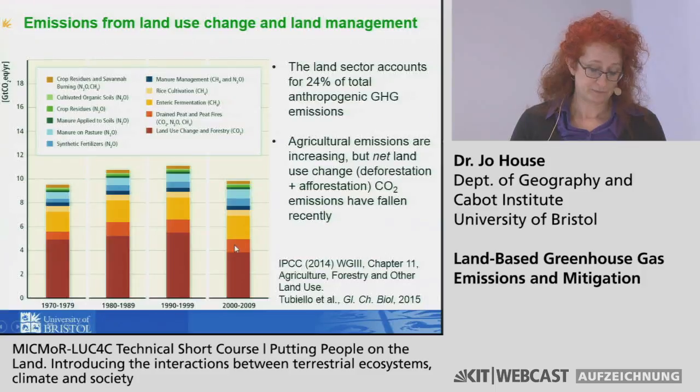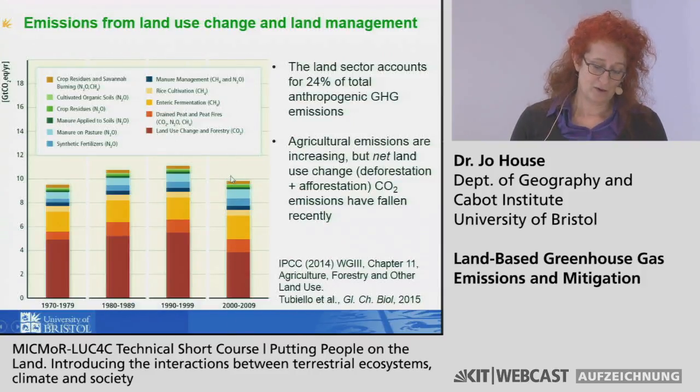Then we've got emissions from peat and fires, that's CO2, N2O and CH4. Rice, enteric fermentation here, CH4 from cattle. Rice cultivation, methane here in yellow. Manure management, synthetic fertilisers, now we're moving into the N2O, manure on pasture, manure on soils, crop residues, cultivated organic soils, and this little bar at the top is burning savannas and crop residues.